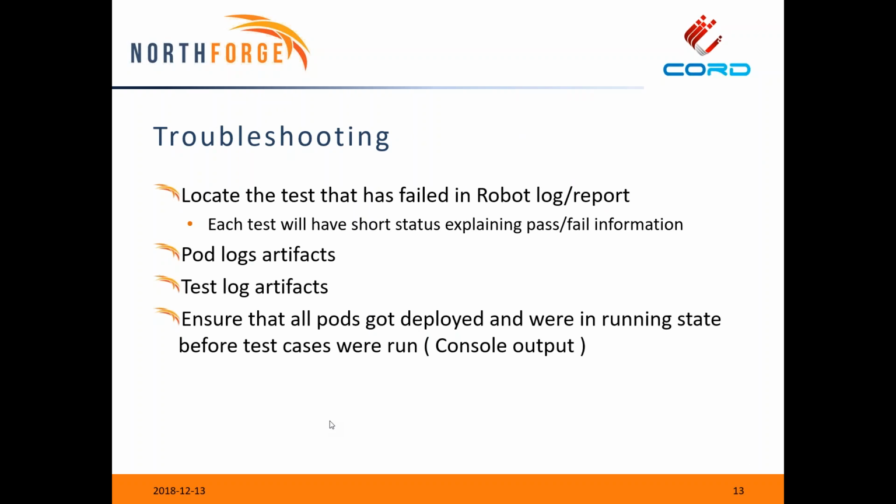Okay, let's move on. Troubleshooting. The thing is to locate the test that's failed. That's in the Robot log and report. Each test will have a short status explaining pass-fail information. So you focus on the one that has failed, and in association with that, you look at the pod logs to help you as well, and then the test log artifacts. One thing to ensure is that all the pods got deployed correctly and were in running state before the test cases were run. You get that from the Jenkins console output.